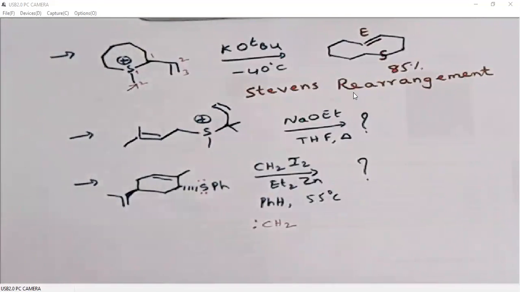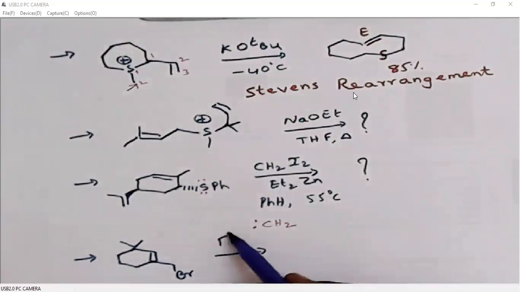I'll quickly give one more example for practice. How do we generate these allyl sulfurs? It is very simple. Sulfur being nucleophilic in nature, and allylic halides, halogen is a good leaving group. So sulfur can undergo nucleophilic substitution on allylic halogens, halides. So it generates allylic sulfur.